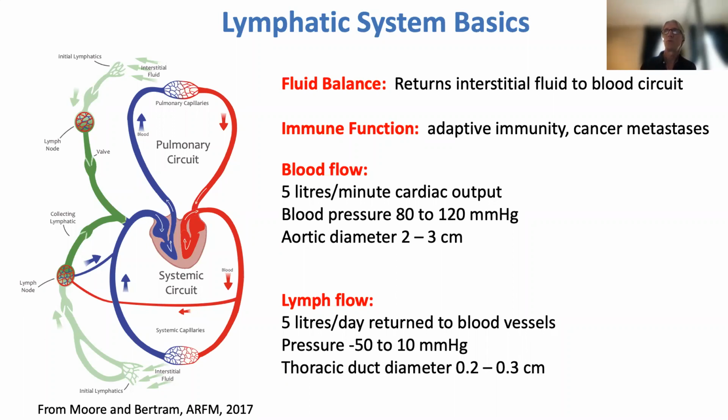In terms of raw numbers, the blood flow is pretty high volume, high pressure, and fairly large vessels. In comparison, the lymphatic system only pumps a small amount of fluid around the body.